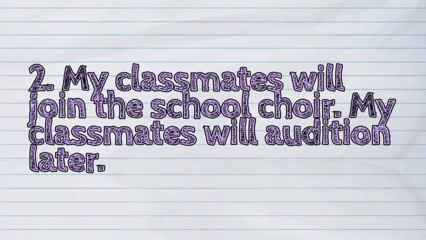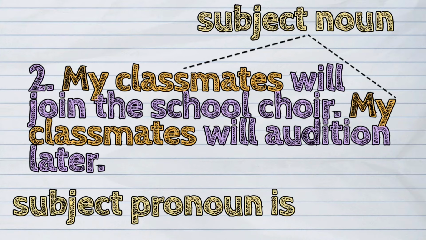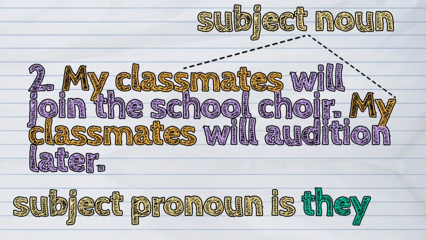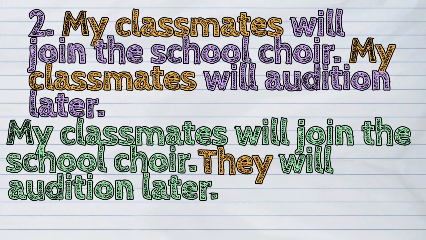Example number 2. My classmates will join the school choir. My classmates will audition later. The subject in these two sentences is my classmates. If we make use of the subject pronoun in the second sentence, which is they, the sentence will now become, my classmates will join the school choir. They will audition later.